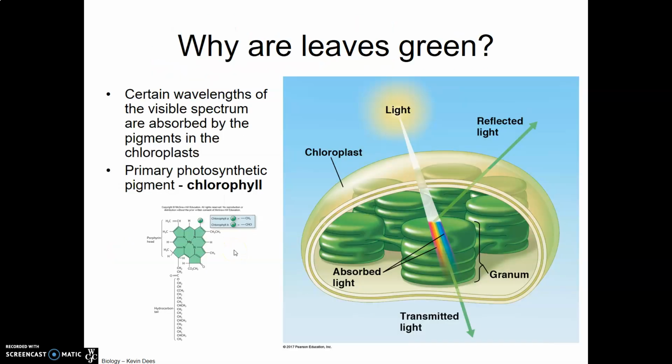Now, why are leaves green? Well, this is an interesting question, and it causes us to reflect a little bit about these properties of photons of white light. The way that pigment molecules like chlorophyll work is a portion of the electromagnetic or the visible spectrum is absorbed by a pigment, while other wavelengths are going to be reflected.